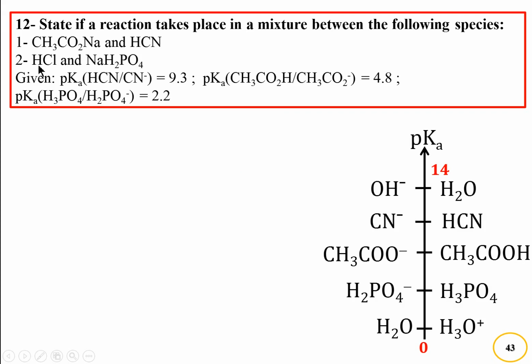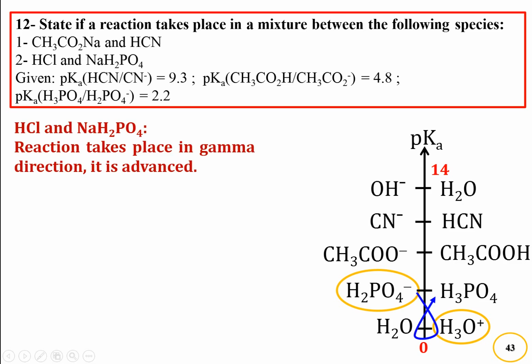Between HCl and NaH2PO4, so between H3O+ and H2PO4-, we have a reaction, and this reaction is advanced since it's in the gamma direction. We write the reaction: H2PO4- plus H3O+ gives H3PO4 plus H2O.